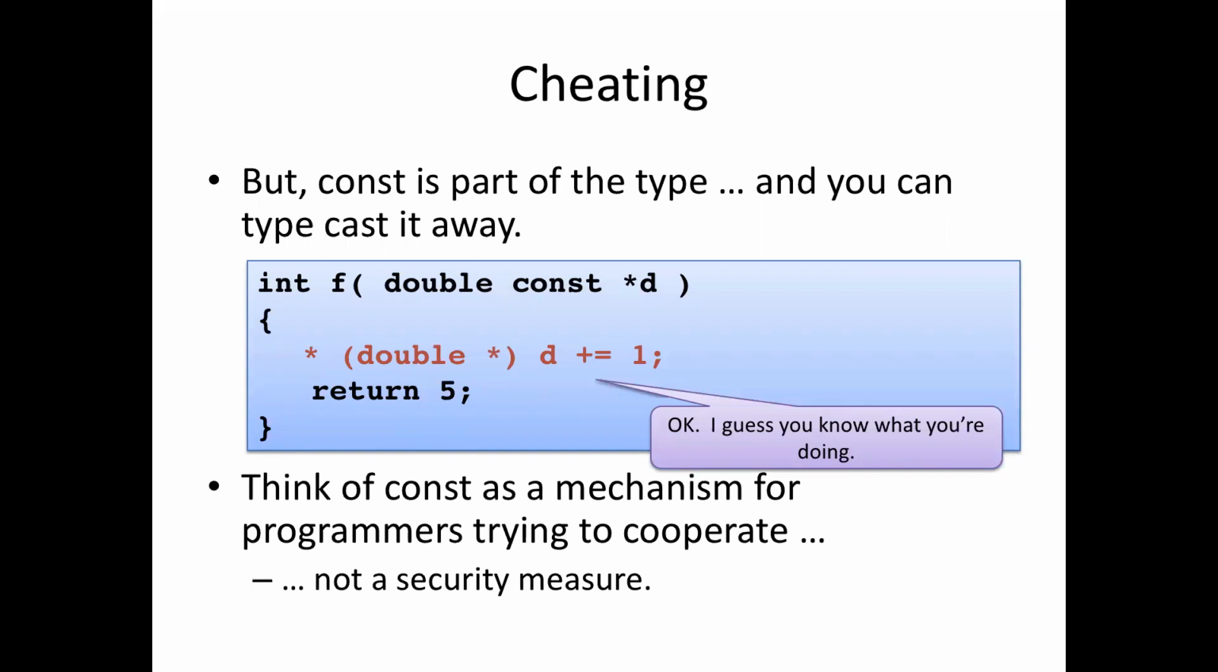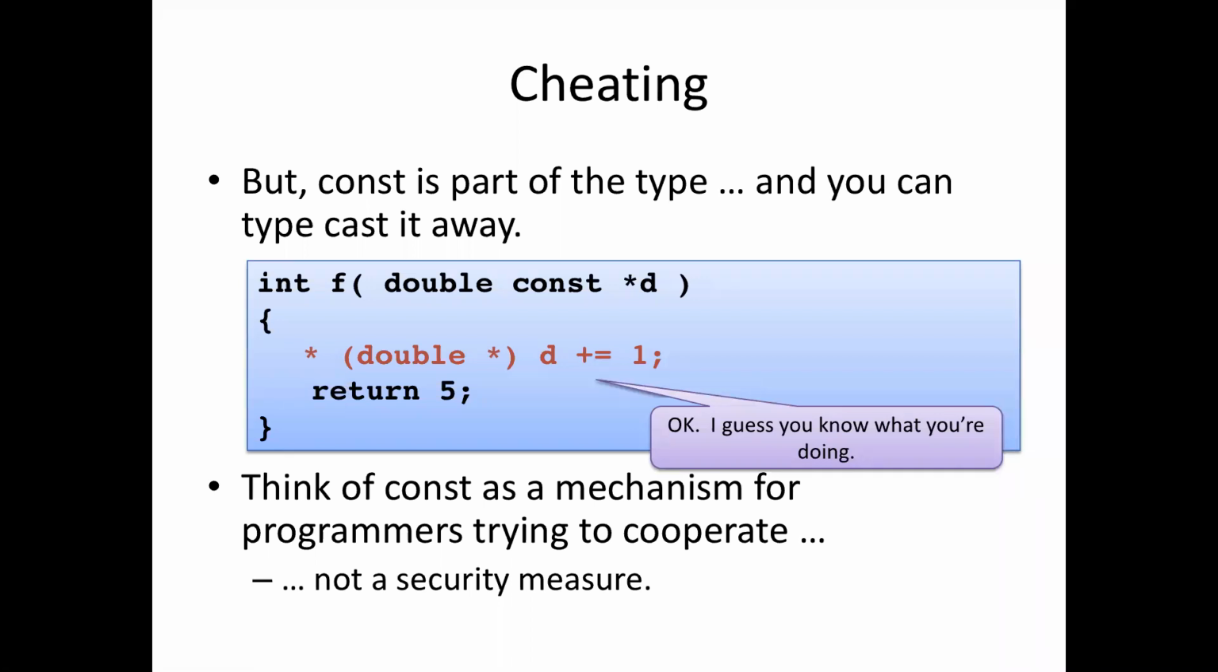Since const is really just part of the type of a thing, you can get rid of it with a typecast. So if you wanted to be an evil function, and you said, oh, give me a pointer to a const double, I promise I won't change it. And then inside, you could take that pointer to a const double, and you could cast it to a plain old double pointer, and then dereference that. The compiler will let you do that. This is called casting away const.